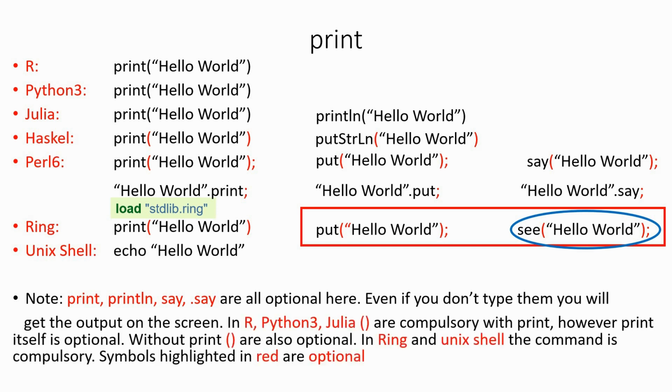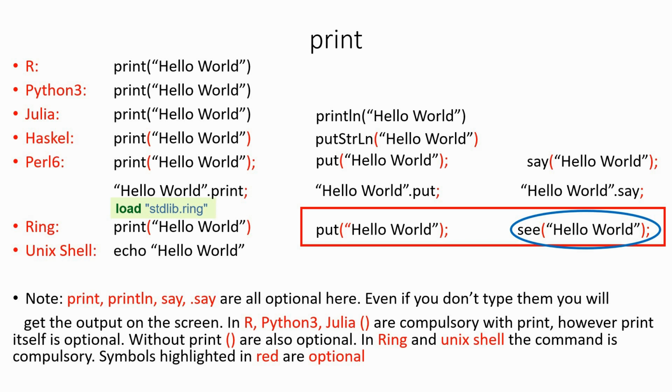Okay, one additional point you must keep in mind is that even if you don't use the print command and you just type the string on the screen and then press enter, that string will be printed on the screen without using any print or put command. In R, Python 3, Julia, these parentheses are also mandatory with print command. However, print itself is optional there as well. Without print, these parentheses will also become optional.